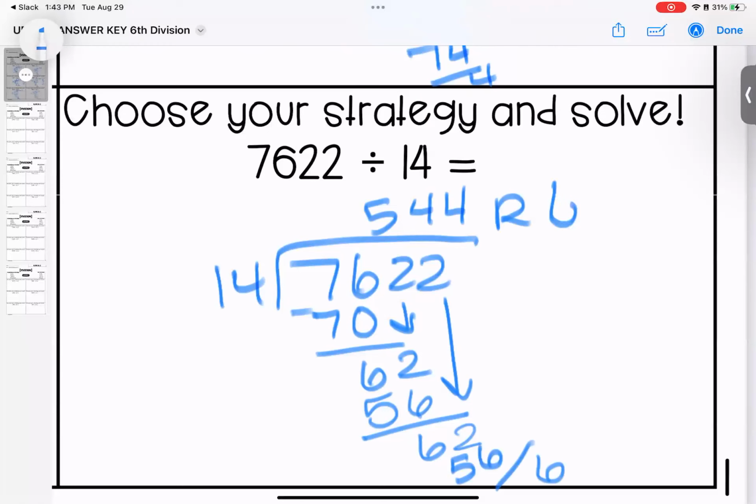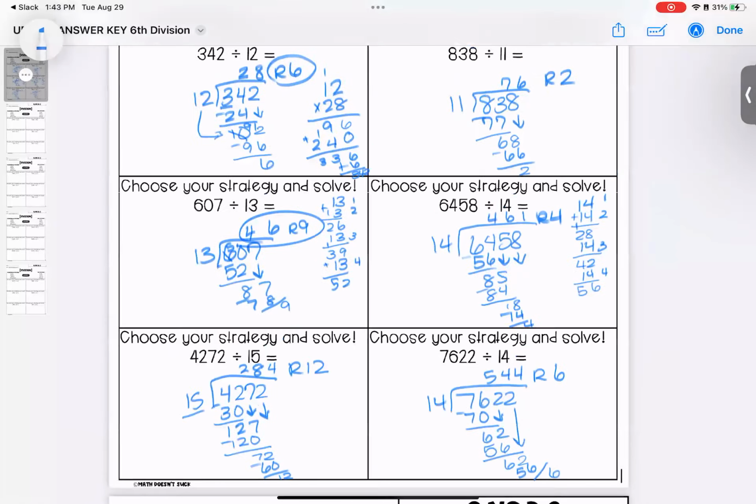Nothing else to bring down. That's going to be my remainder. 544 with a remainder of 6. If we were doing decimals for these and we got that repetition, that tells us that this is going to be a repeating decimal and we can stop. But for our purposes right now, that's going to give us a remainder.